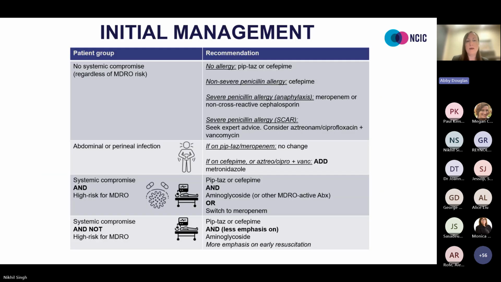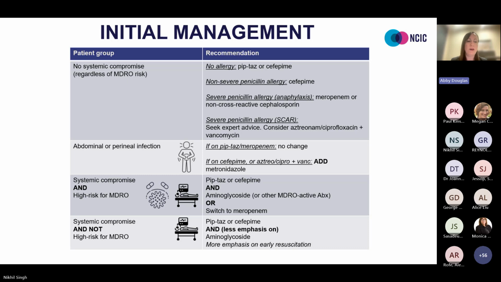Next slide, please. So the initial management antibiotics haven't changed hugely, at least if someone is not in systemic compromise, which is essentially those who don't have severe sepsis or septic shock. So the patient who's got SIRS but not beyond that, we still recommend piperacillin and tazobactam or cefepime, and we have recommendations for allergy, for cefepime for non-severe allergy, and meropenem or a non-cross-reactive cephalosporin if there is anaphylaxis, and recommendations for those who have SCAR. And this is regardless of MDRO risk, so this is for all comers.